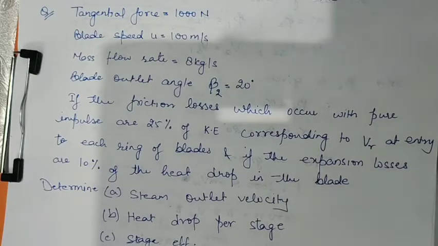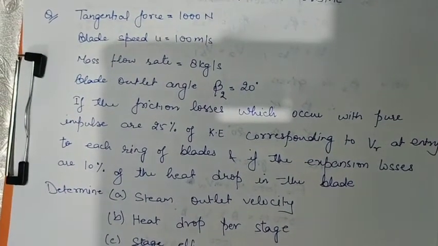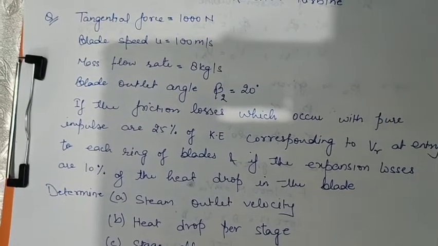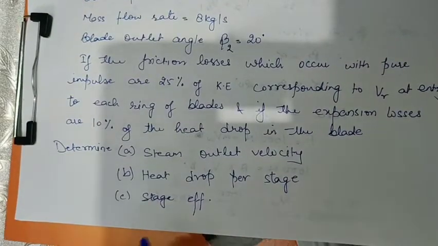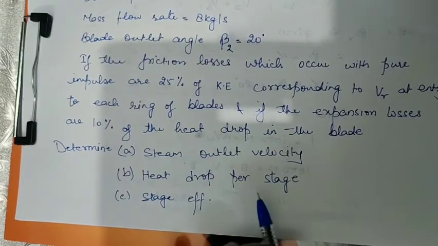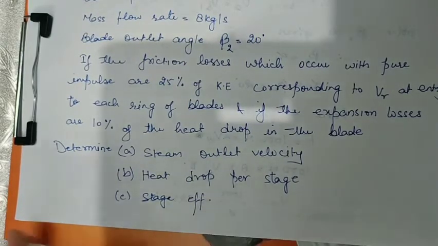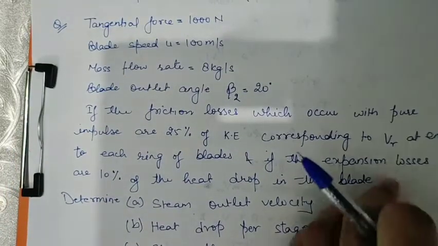Now what does it mean? It means that there is a 10% heat drop in the blade during the expansion in the turbine. So for this data we have to calculate steam outlet velocity, heat drop per stage, and at last stage efficiency. So we are going to solve the question for the given data.